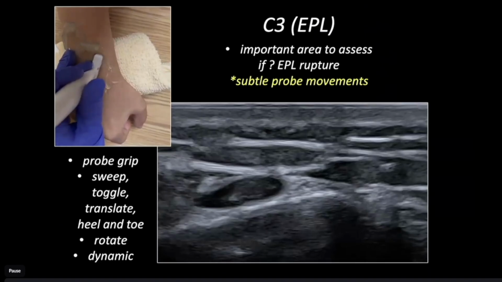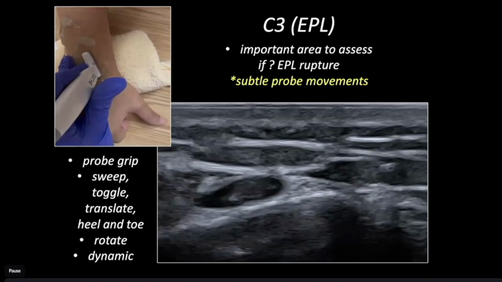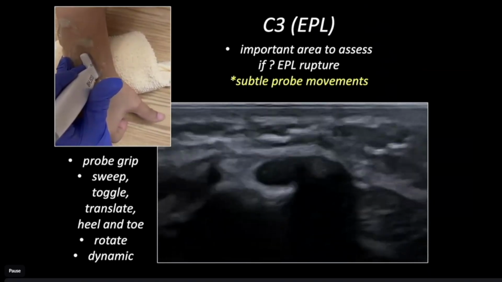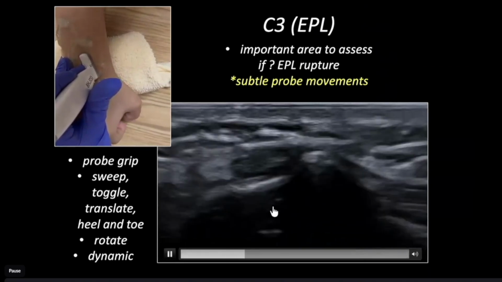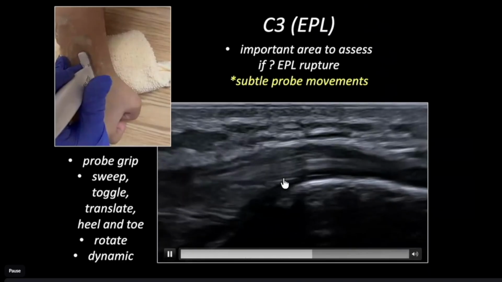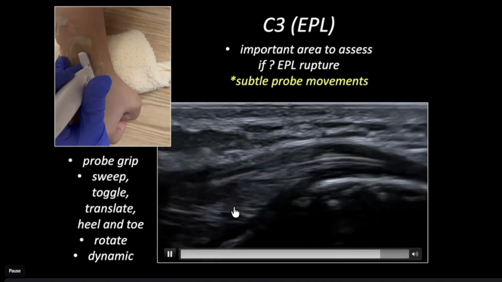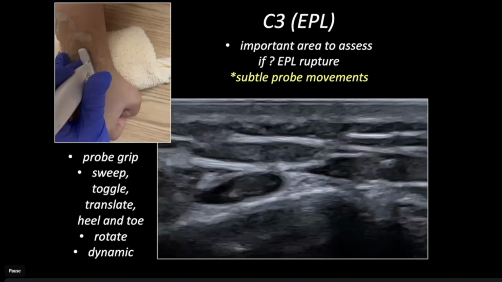You have these subtle probe movements. You're looking at the probe grip, you're looking at sweeping and toggling and translating, heeling and toeing, rotating, and then a dynamic maneuver. Following it again here, and then turning in long and doing a dynamic. And you can see it sitting over top of the compartment 2 tendon there.